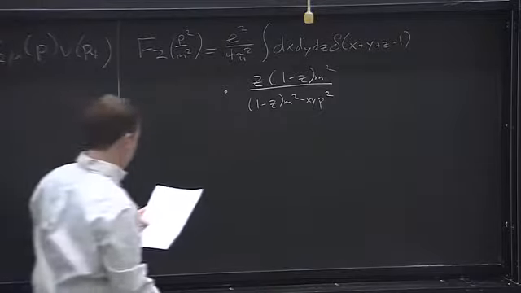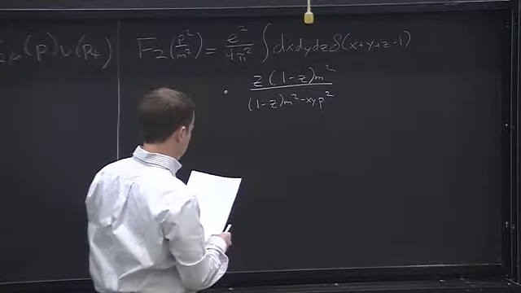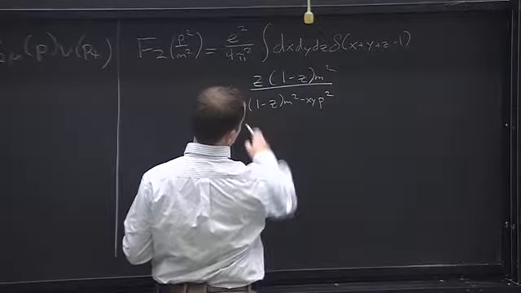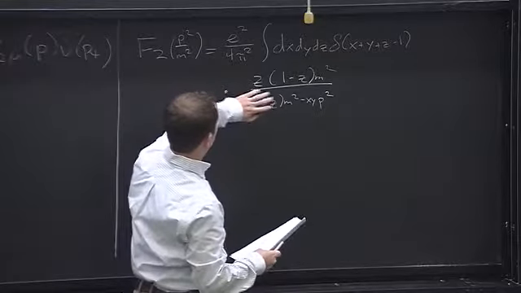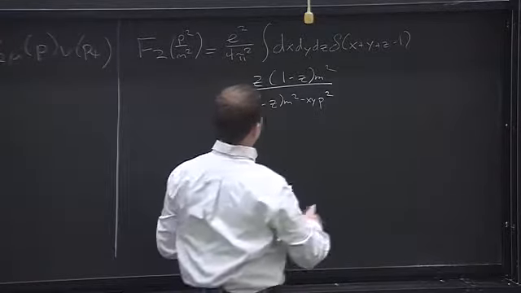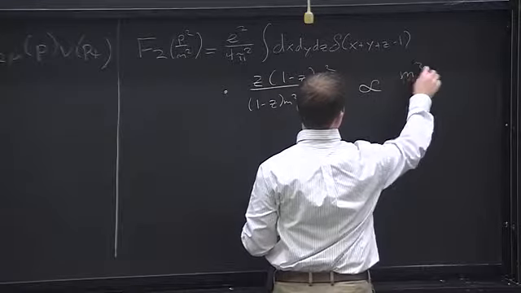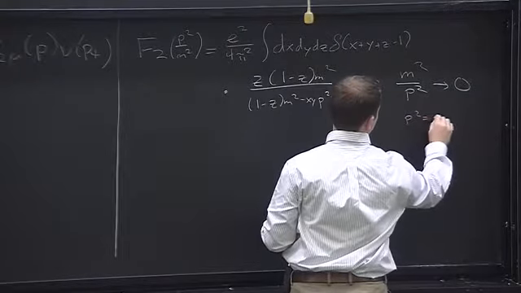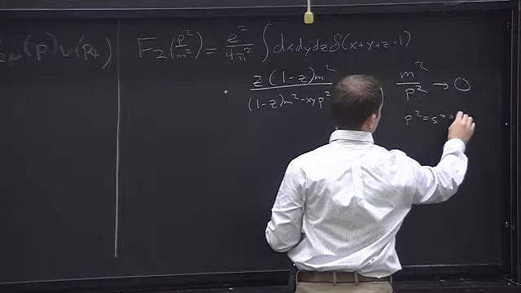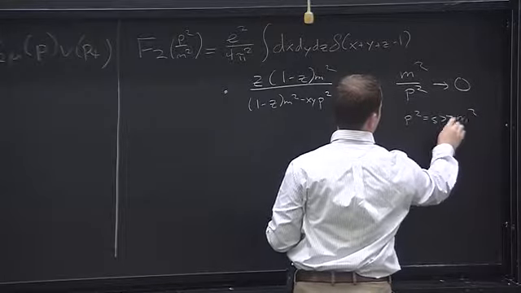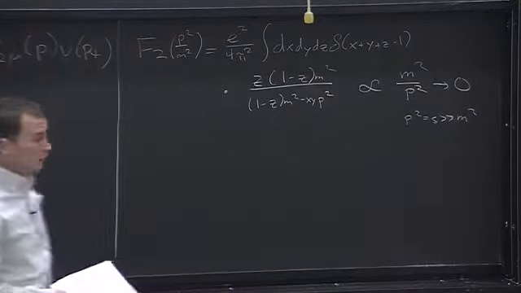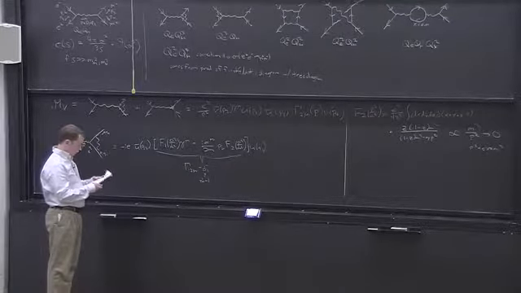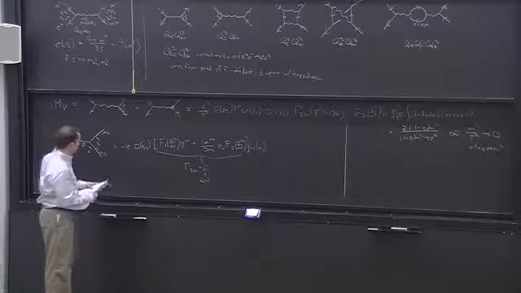So if p is large, then we can neglect this m squared term here. This will go as m squared over p squared, which goes to 0 if p squared, which is s, is much greater than m squared. So this term is unimportant. We can forget about this term. Okay, so that just leaves us with this other term.